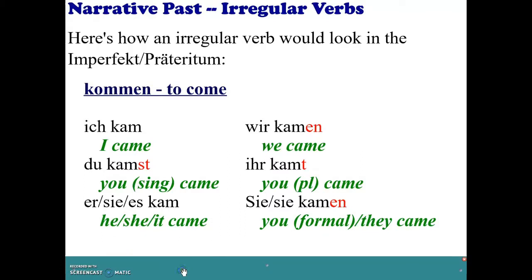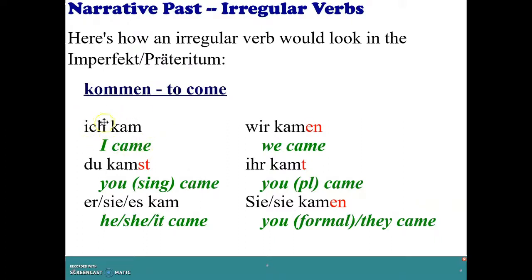If we have the verb kommen, for example, to come, this is an irregular verb in the narrative past tense. And the stem is kam. For ich, I don't add an ending of any kind, so ich kam, I came. Du kamst, you came. Er, sie, es kam, he, she, or it came. Wir kamen, we came. Ihr kamt, you plural came. And sie kamen, you formal or they came.